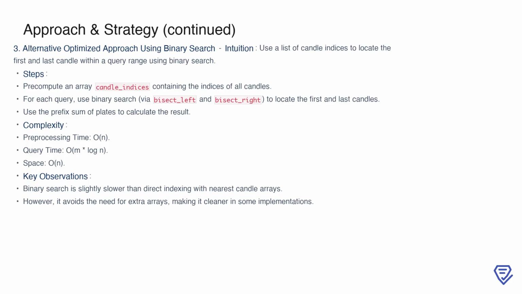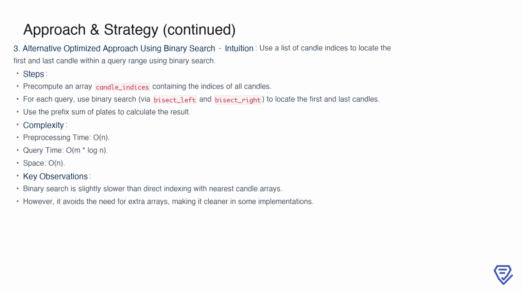Once these indices are identified, we can calculate the number of plates between them using the prefix sum array. This approach has a pre-processing time of O(n) and a query time of O(m*log n), which is slightly slower than using the nearest candle arrays because of the cost of binary search. While this method avoids the need for additional arrays like nearest_left_candle and nearest_right_candle, it introduces the overhead of searching within the candle indices for each query. As a result, while it may be cleaner in some implementations, it is generally less efficient for handling high volumes of queries.